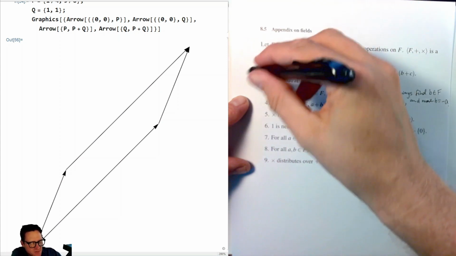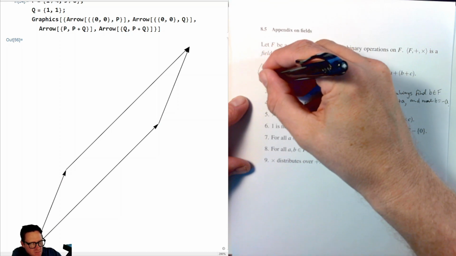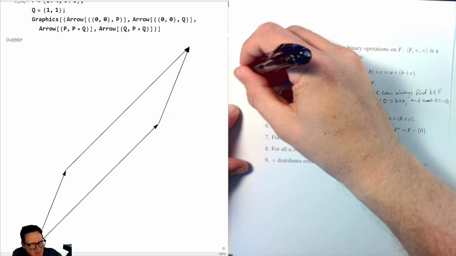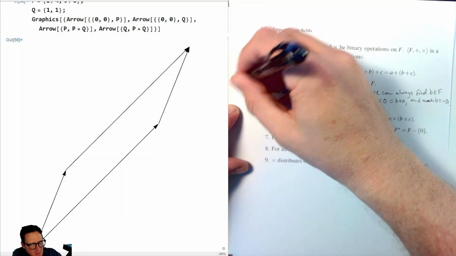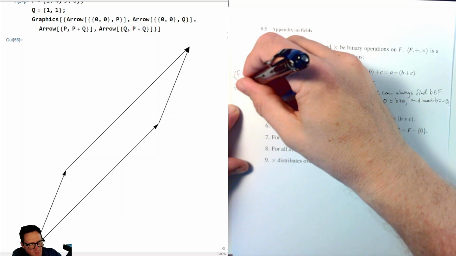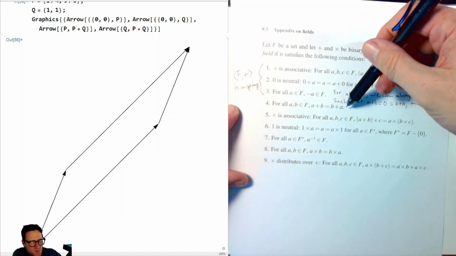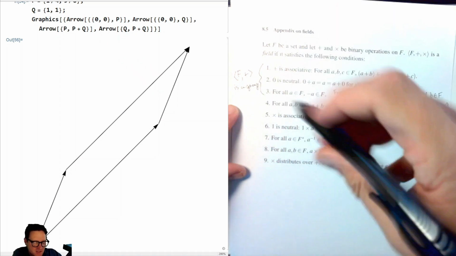All right, so the first three of these make F together with addition a group. And this property here is commutativity of addition.